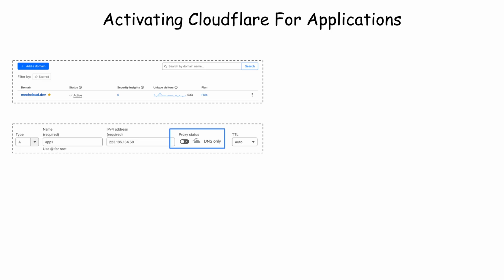In our example, the record for app1.mccloud.dev is set to DNS only, indicated by the gray cloud. In this mode, Cloudflare simply acts as your DNS provider. When a user queries this address, Cloudflare returns your server's actual IP address, and the user connects directly to it. Cloudflare is not in the path of the traffic.